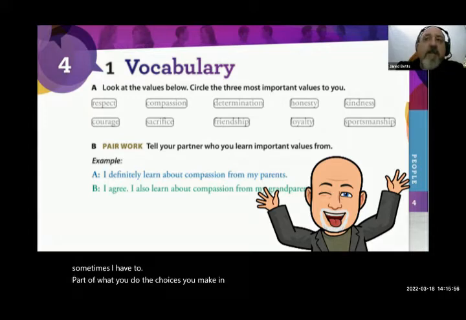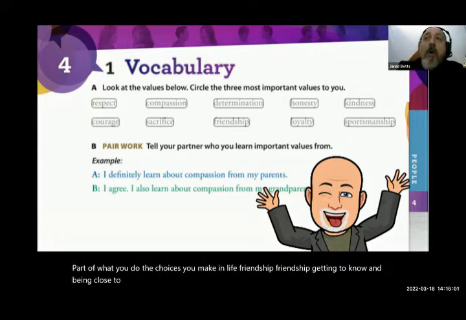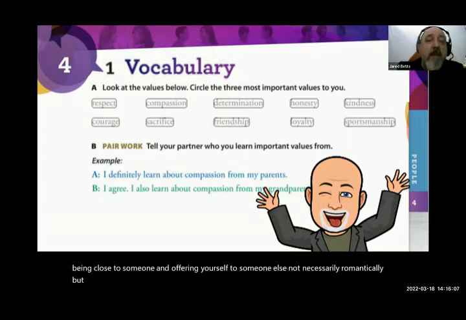Friendship, getting to know and being close to someone and offering yourself to someone else, not necessarily romantically, but definitely as someone that you would feel close to. Loyalty.